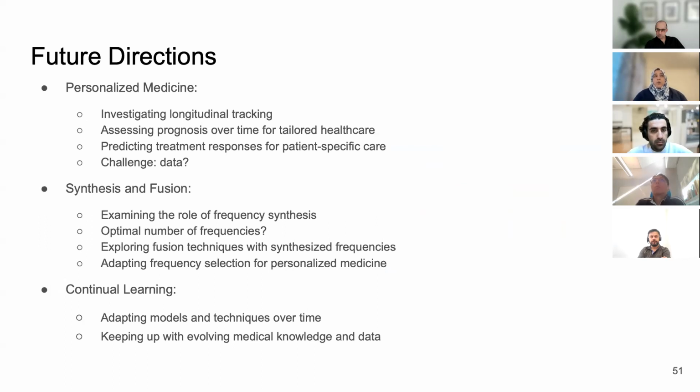We can think also about synthesis of frequency and fusion, where the aim here is to examine the role of frequency, the optimal number of frequencies that can be used, but without having to prototype a new design. We want to assess which frequencies are better and explore the fusion technique with these synthesized frequencies, and maybe adapt frequency selection for personalized medicine. Continual learning emerged as an essential paradigm as well, where adapting models and techniques over time is crucial to keep pace with evolving medical knowledge and new data flow.